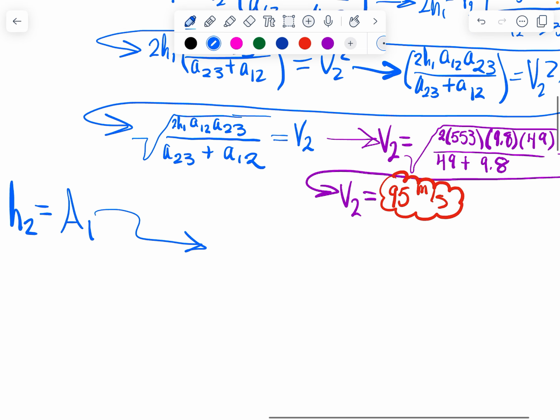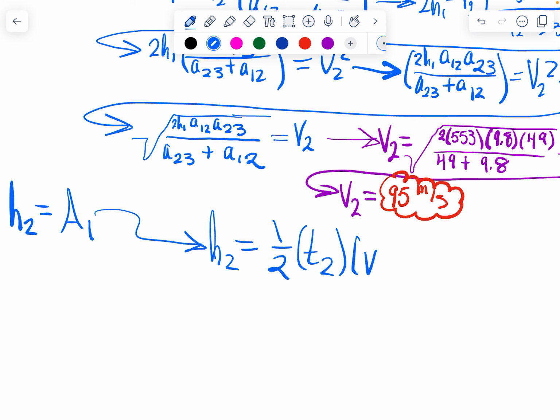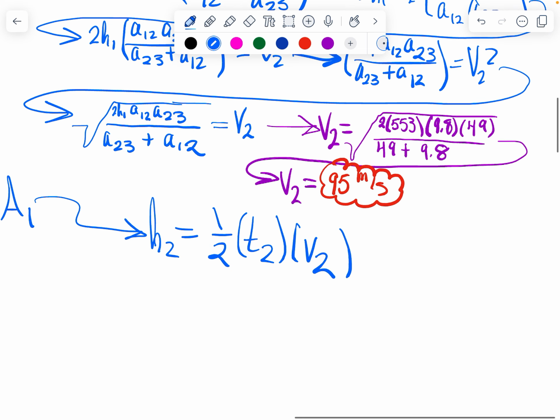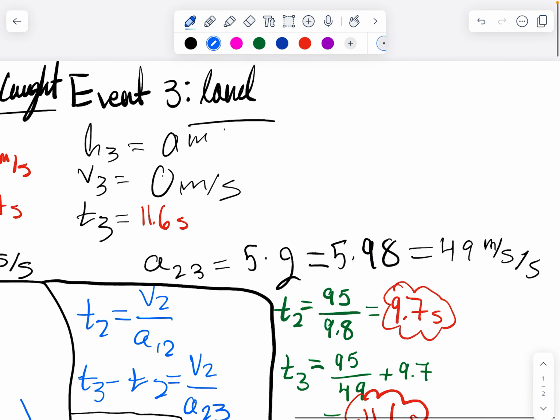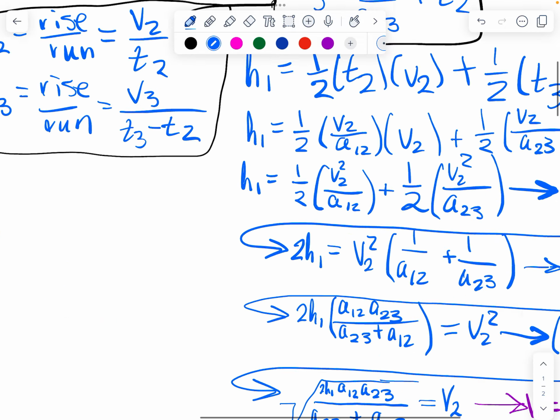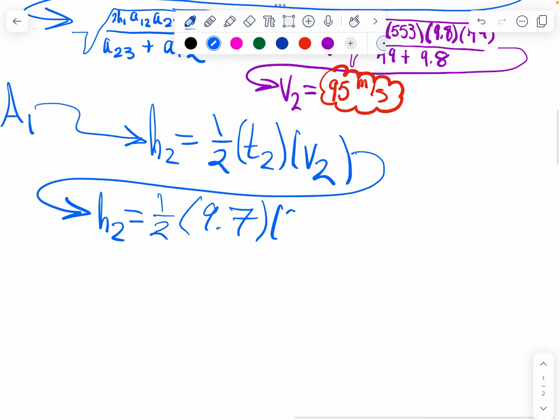We're going to have H2. Okay, H2 equals 1/2 times T2, and then times V2. Okay, H2 equals 1/2 times 9.7, as we know, and V2 is, I can't believe I forgot that, 95. 95. All right. So what do we get when we plug that in?